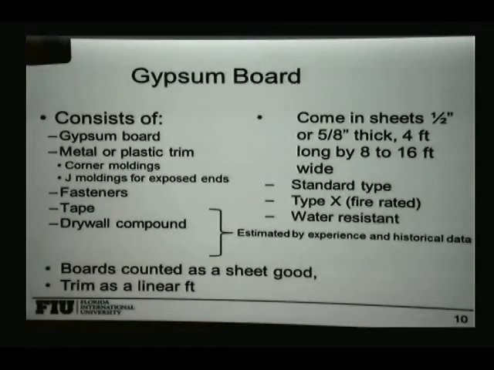The gypsum board, you can have different types of gypsum board. It could be water resistant, fire retardant, or different types. It can also have a paper barrier put on the back. You need to look at the specifications and make sure that you get the right type. They usually come in sheets, ½ inch thick or 5/8, depending on the specifications, 4 feet by 8 feet or 16 feet wide. So you can count how many sheets you need by dividing the area by the area of the sheet, or doing the column row method.